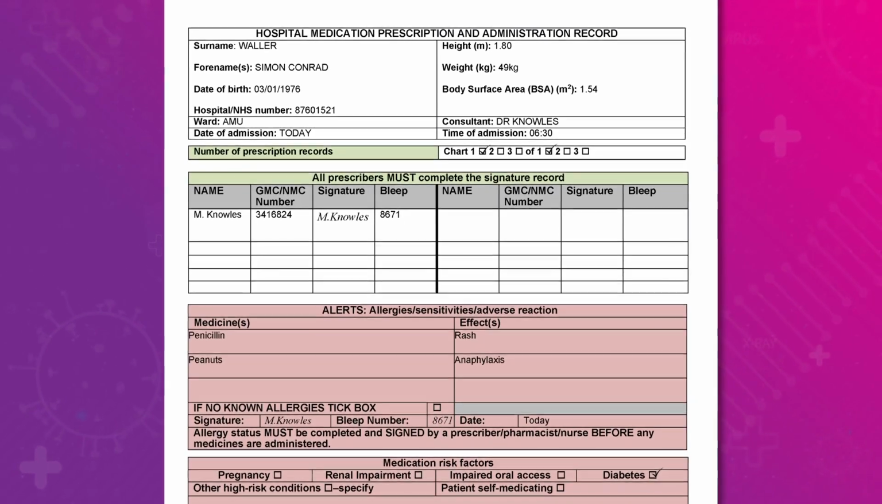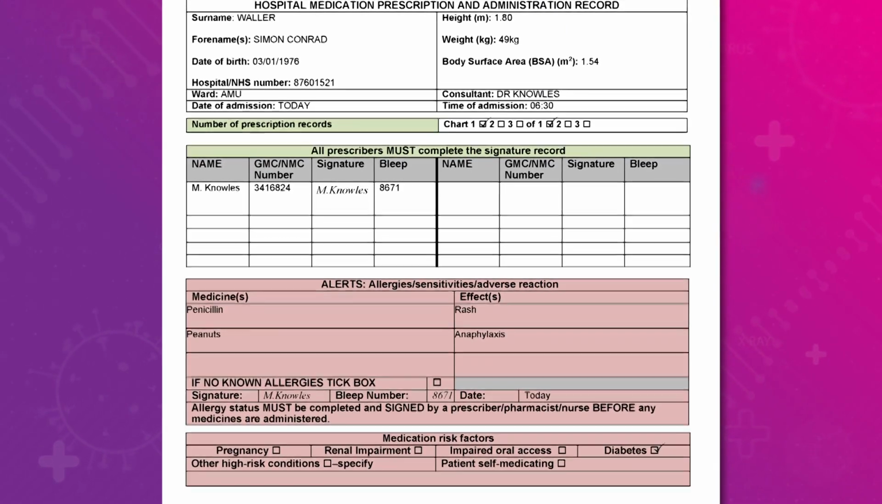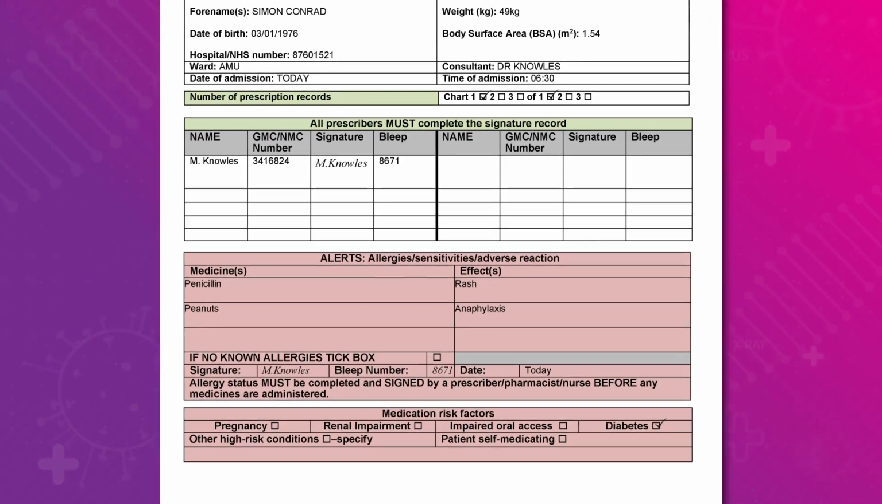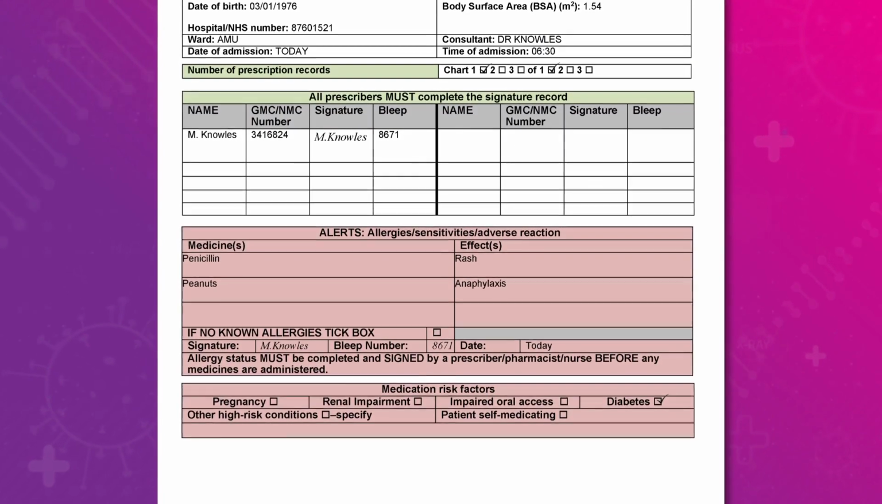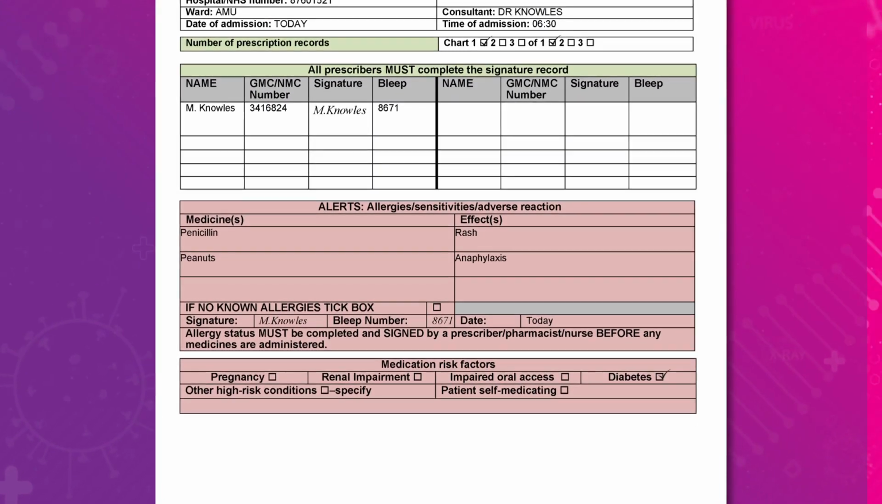On each page should be the addressograph of the patient, and when performing the station, you should ensure the addressograph on every page matches the patient you have in front of you. The first page of the MAR chart will tell you if the patient has any allergies, and if so, what the reaction of the allergy is.